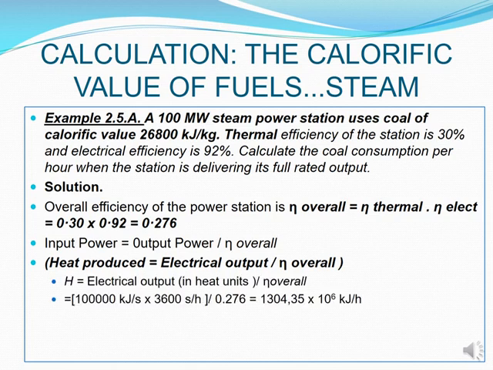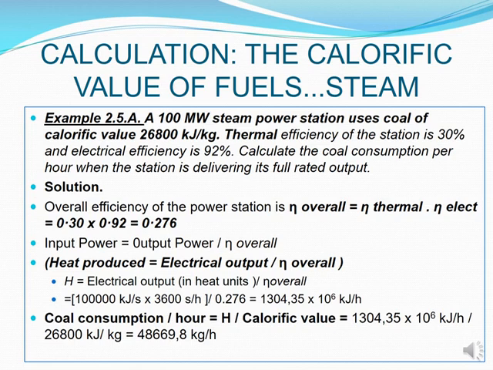So you would have your output power, which is that 100 megawatts. And then, because you're moving from power to energy, you multiply it by 3,600 seconds, which is 60 minutes times 60 seconds, because we're doing it per hour. And then you divide that entire expression by 0.276. That will give you 1304.35 times 10 to the 6 kilojoules per hour.